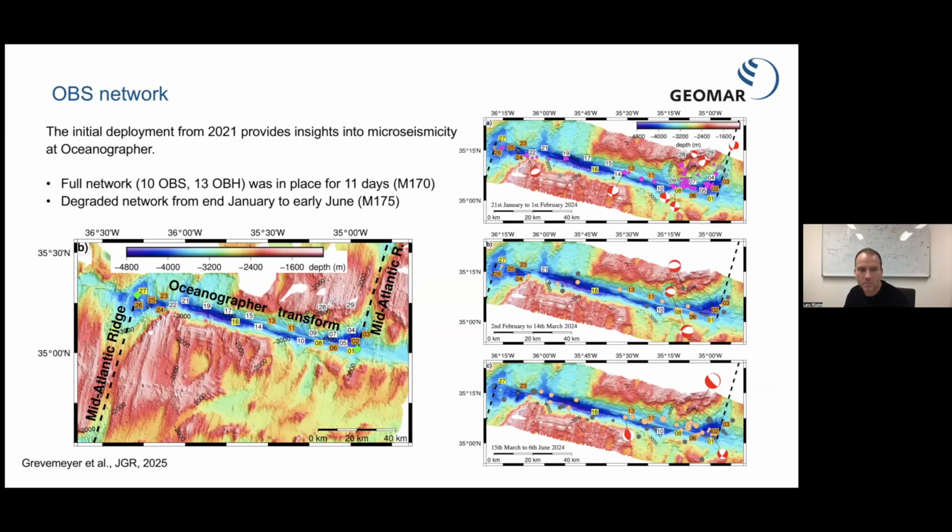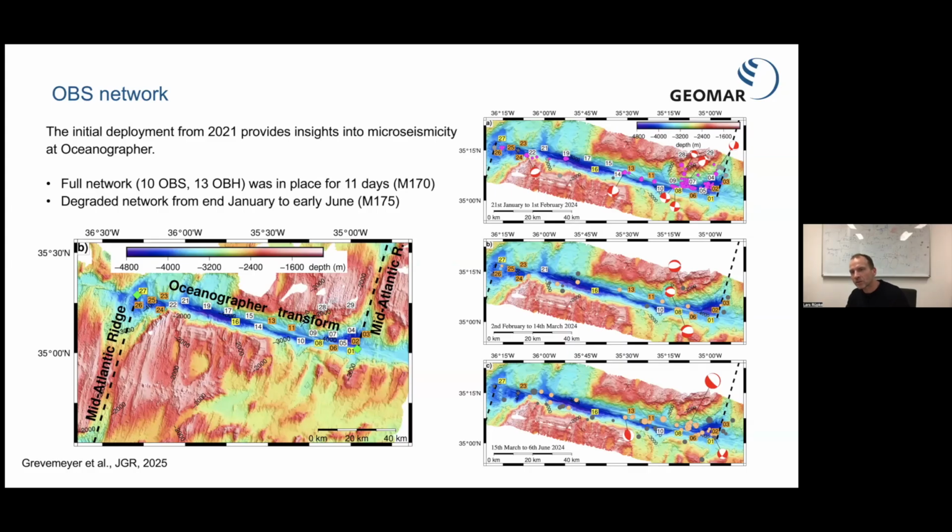So Ingo and team deployed OBSs in 2021 for 2 deployments. One was cut short. This is a study of microseismicity. The colors correspond to OBSs and OBHs. Some recorded for the full period, some only for 2 weeks because then the cruise was cut short. What you see is different results here, where we had a reduction in the network for the stations that were left on the seafloor.